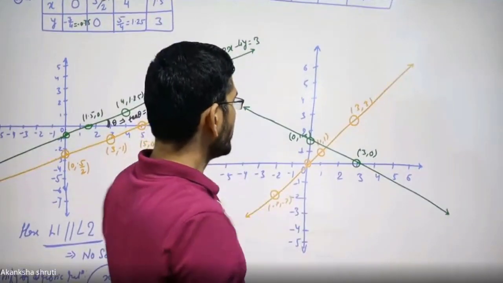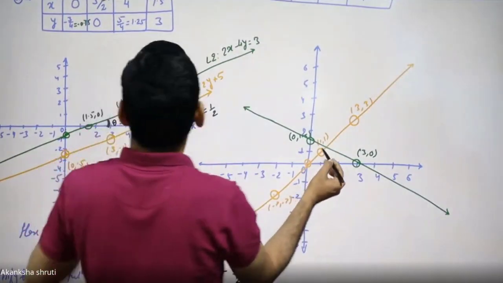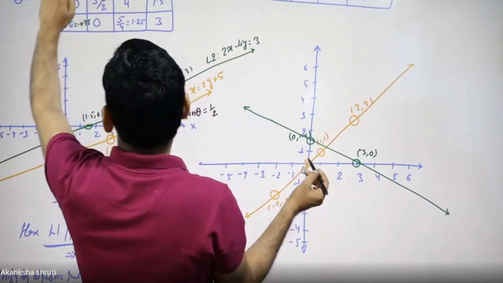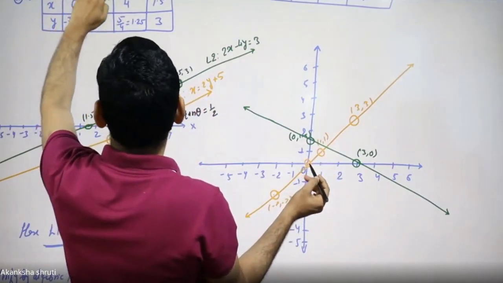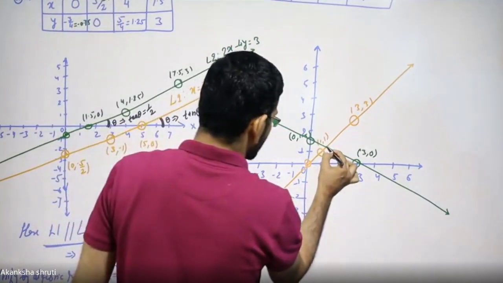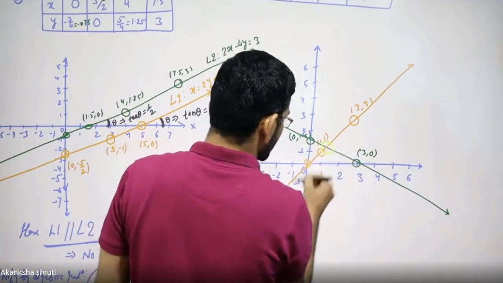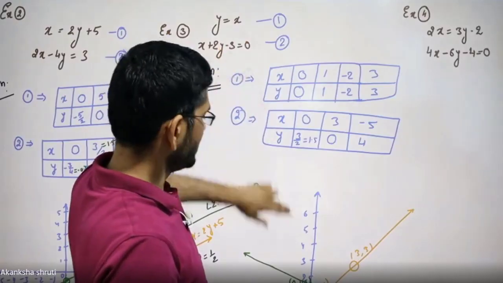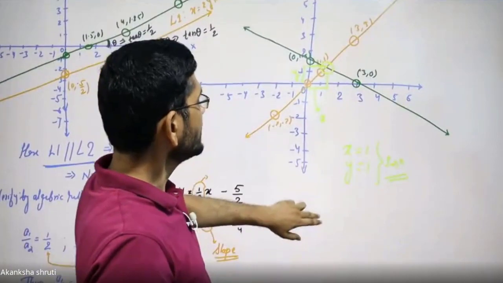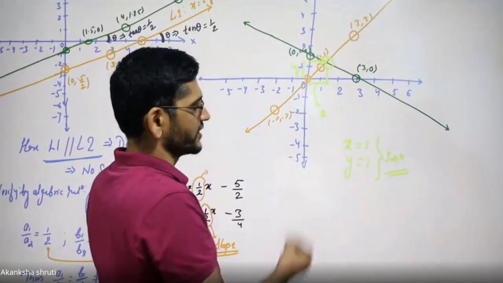Okay, student? What will be the coordinate? Or what will be the solution? The solution is obtained by this intersecting point. So be careful for this. So (1, 1) is the solution. So this way the solution is determined.